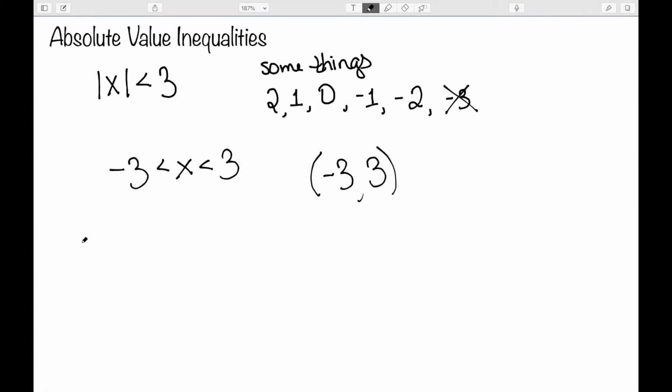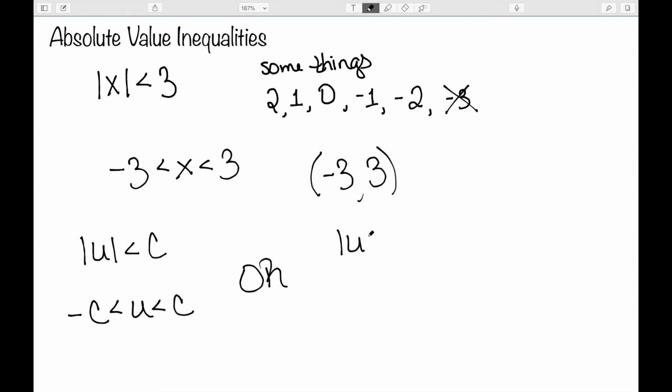And this is how it's going to work in general. If the absolute value of u is less than c, then we set up an inequality: -c is less than u is less than c. And there's nothing unique about the less than. It could be less than or equal to. There's nothing stopping the or equal to case here. And it works the same way. So let's do a few examples of this before we look at the second case.